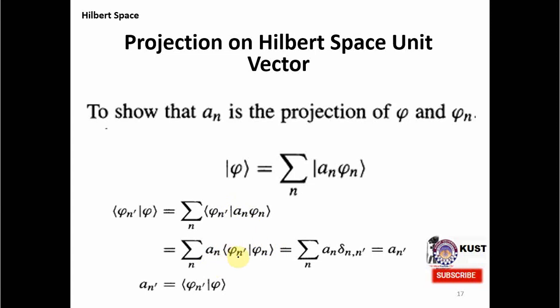And since this is equal to the Kronecker delta, if you remember, this delta can be dropped because we know it is either equal to 1 or 0, and this n is, by the shifting property, shifted to n prime, so we get a n prime. So a n prime is, you can see now, the projection of n prime on phi. So we see that we can define the projection of any unit vector or any vector on a phi.